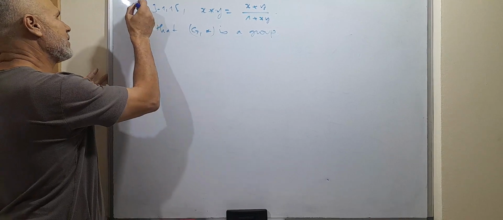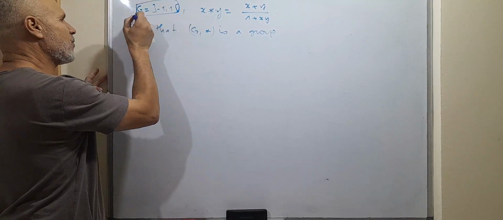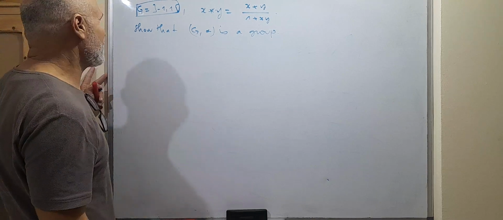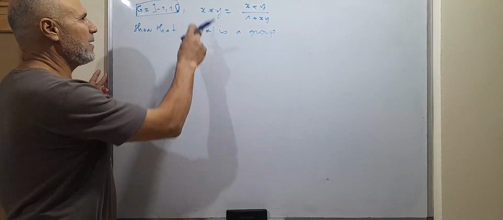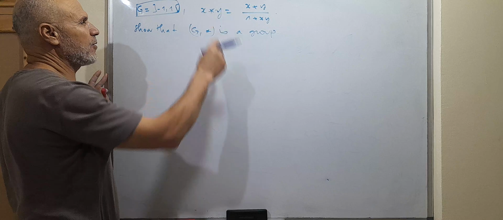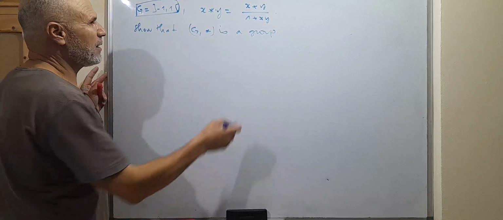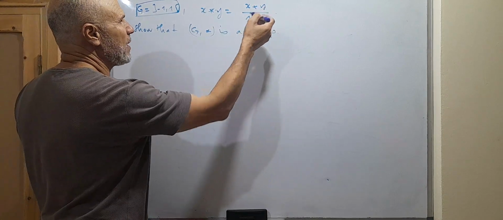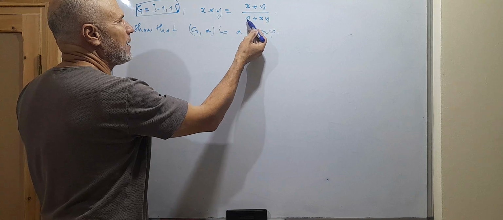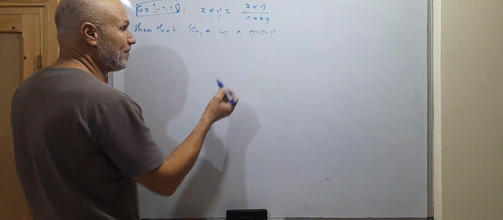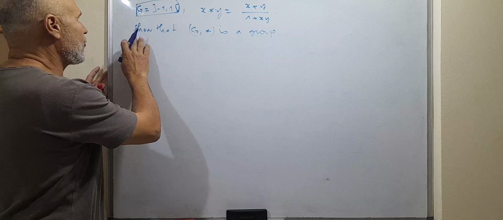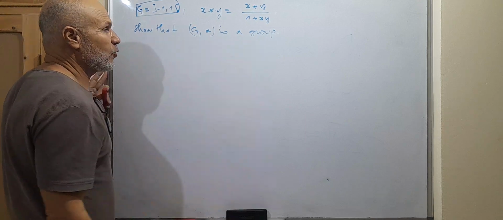This is a very simple exercise about groups. We consider G the open interval (-1, 1), and the composition law x star y is defined by (x + y) divided by (1 + xy). Show that this is a group.